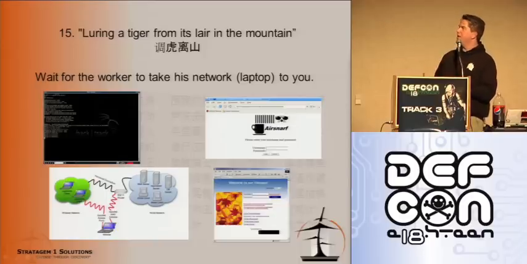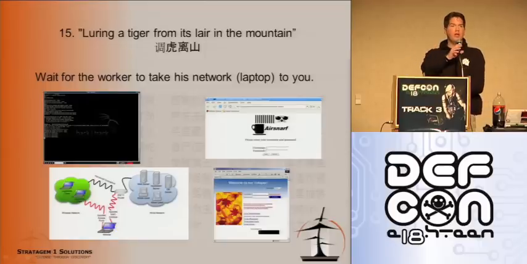Our next stratagem is luring a tiger from its lair in the mountain. You wait for the worker to take his network to you. I don't know about anybody else, raise your hand, who likes to go to jail and explain to Bubba, who just murdered his family, that you're in there because of a computer crime. That's not going to end well for you at all, ever.